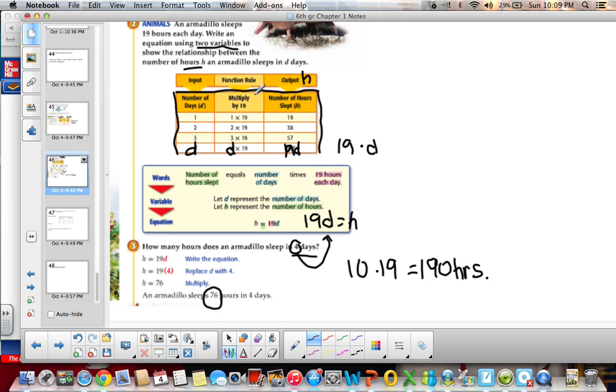Okay, so our function rule is multiplying by 19. Our input, which is also, remember, our domain, and our output, which is our range. So input is however many number of days, our output is the total number of hours that we've slept. So this is a function. This right here is our function. Our function rule is multiplying by 19.